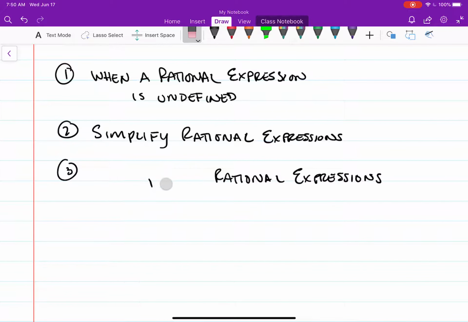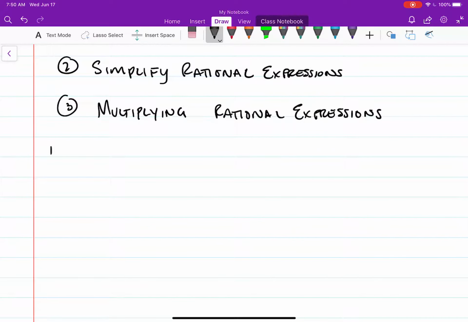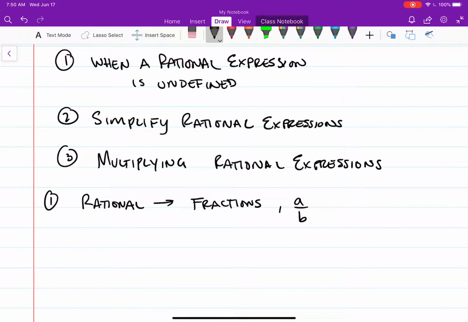Actually, I don't like this because I wrote everything in caps. There we go. All right, so those are three things we're going to talk about. First of all, let's talk about this. The word rational is just a fancy word for fractions. Fractions like A over B. So if I'm saying when a rational expression is undefined, that means when is a fraction undefined.